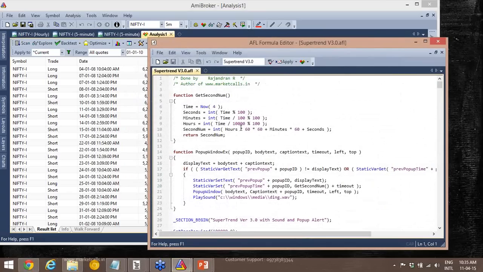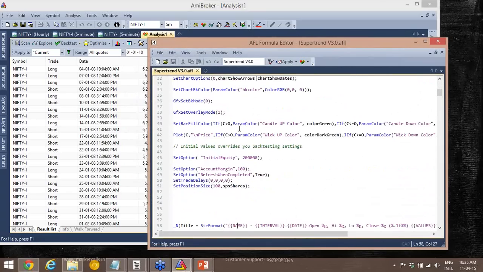I'm just going here and checking my money management rules. So I'm setting the trade delays to 1,1,1,1, which is nothing but we'll always be buying at the next bar open, and we'll always be trading 100 shares of Nifty futures, and the initial equity is 2 lakhs. I'll tell you why it is 2 lakhs. I'm just saving it down.